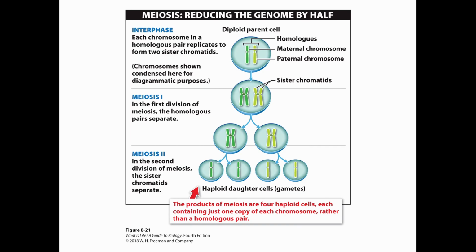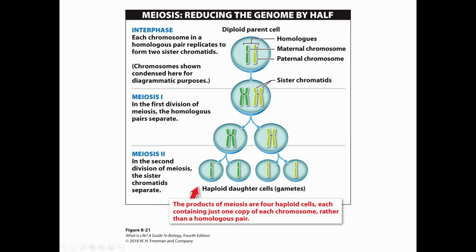So let's do a quick overview of meiosis, where we're reducing the genome by half. We have interphase, just like we saw with mitosis, where the DNA gets replicated and all that happens. Now we're color coding it, with the maternal chromosome in this darker green and the paternal one in this lime green. Because we're in pairs, those pairs of chromosomes we call homologs, or homologous pairs.